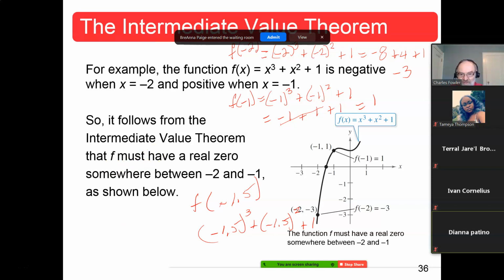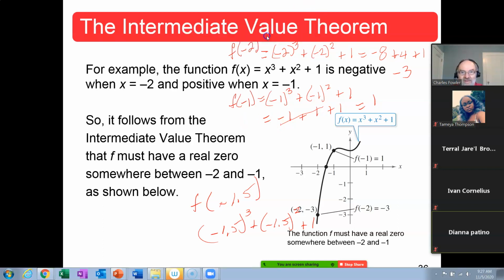-1.5 squared. Let's do that one first. That one is fairly easy. That is, where in the world? Oh, wait, here's Brianna coming back. So, I think I already had her present. Make sure. Yes, so Brianna's back. Good deal.